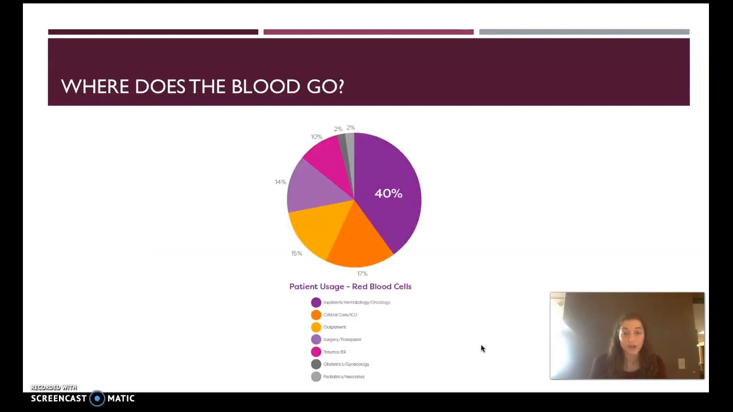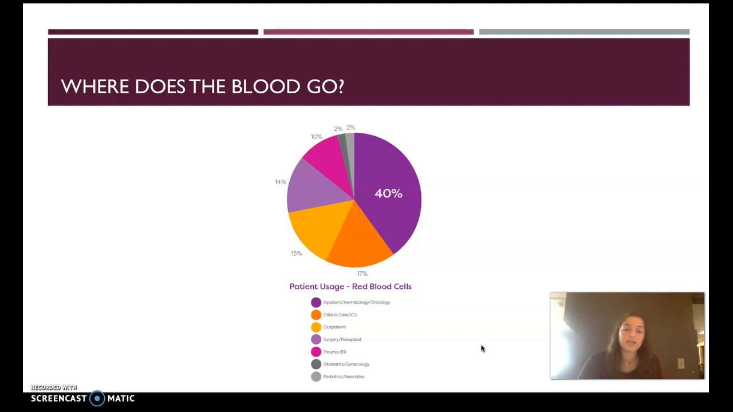So where does the blood go? Blood is needed everywhere and for numerous different reasons, as I said before, with the multiple parts of the blood. Mostly, so this is a graph from Vitalent's website, and the patients that need blood the most and that use it the most often are the inpatient hematology oncology group. So cancer patients really need to have blood transfusions very often, and specifically platelets go to oncology more than 40%.